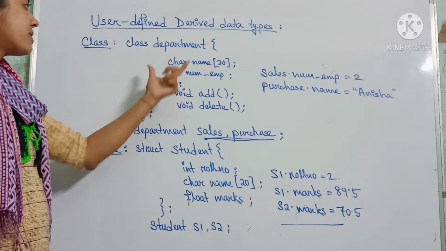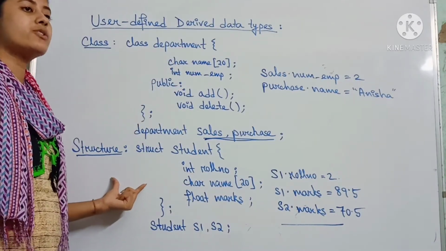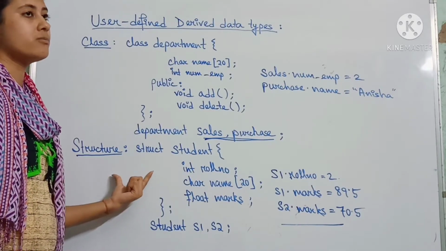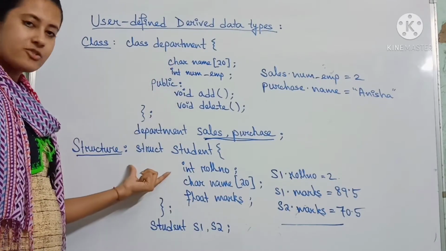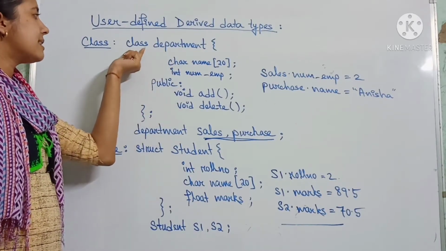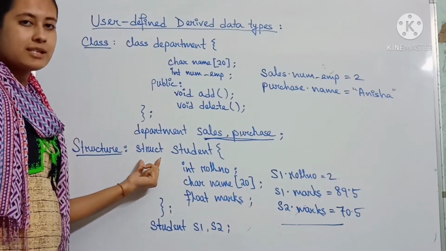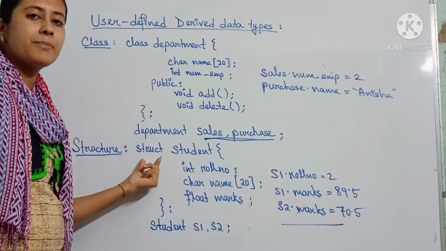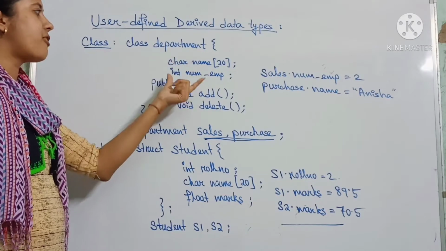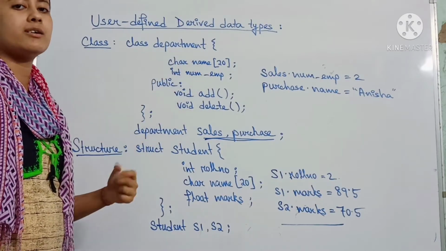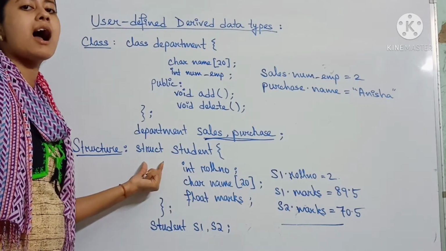But what is the difference between class and structure? I have discussed this earlier also. I don't know how much you remember, but I am discussing the difference again. First difference: the keyword class is used to define a class and the keyword struct is used to define a structure. This is the simple first difference. Second difference: by default the data members of a class are private, but by default the data members of a structure are public.